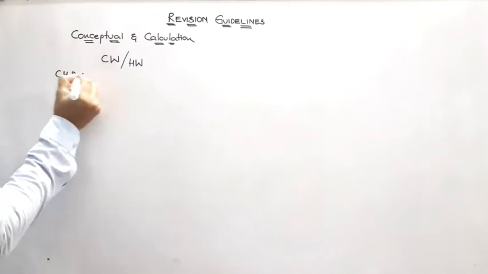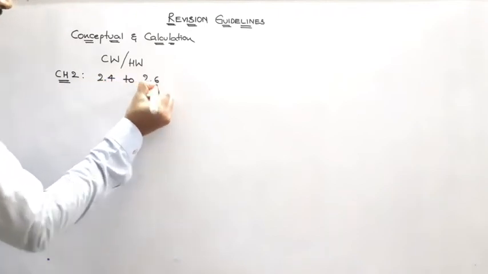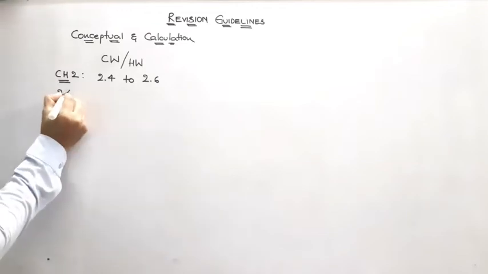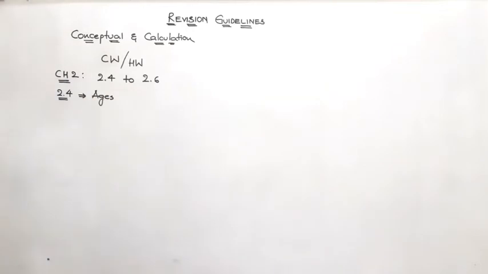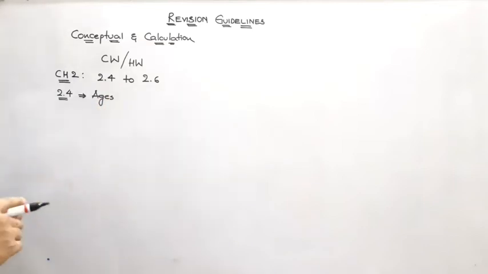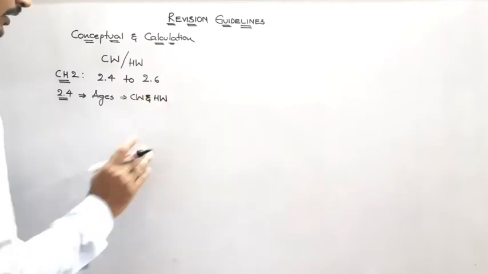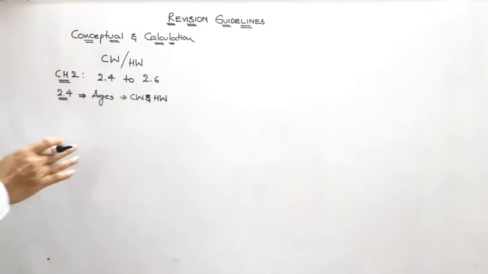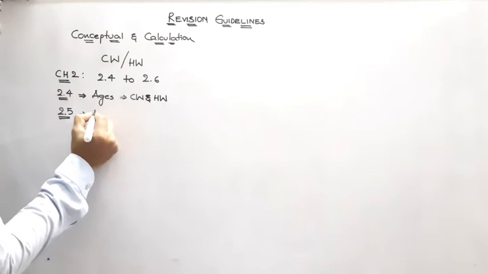From chapter 2, as you know, you are going to have exercise 2.4 to 2.6. Okay. In 2.4, as you know, the major share is given to age related problems. Okay. So, two persons will be taken, their ages will be in some relationship. We have to make certain relationships with that given information. Okay, for that you just make use of CW and HW and practice the exercise problems. That will be enough.